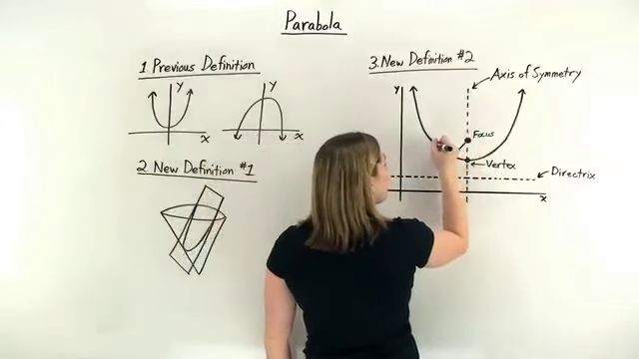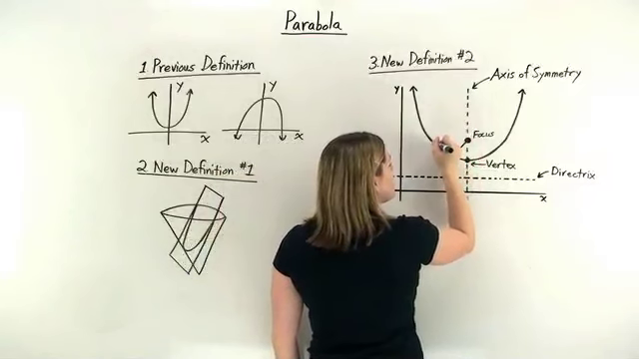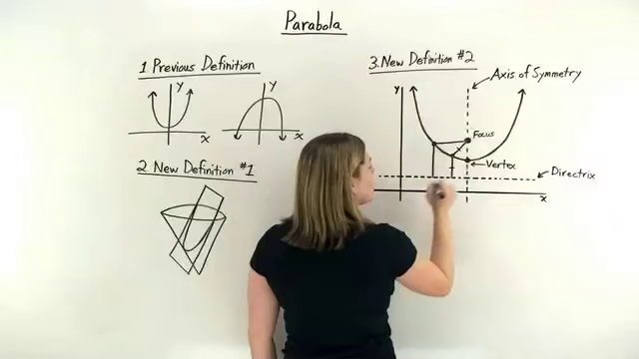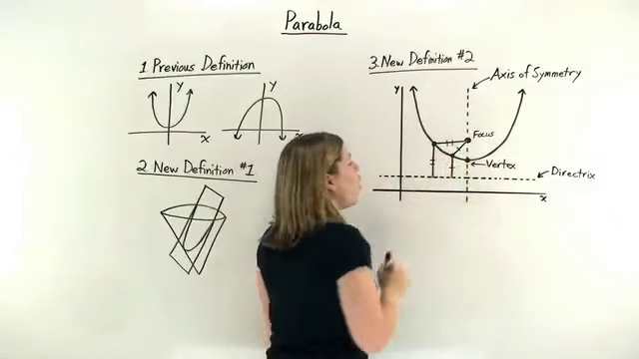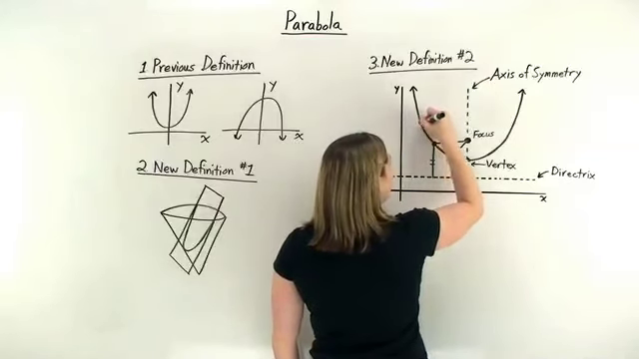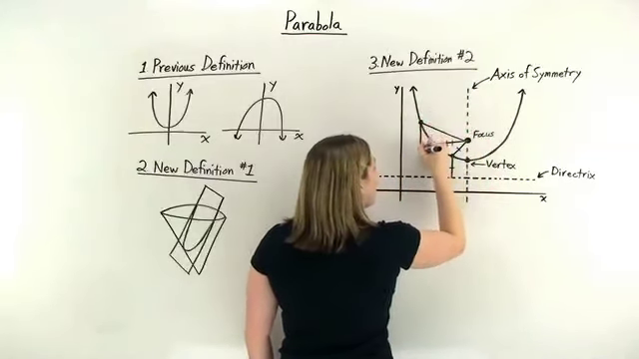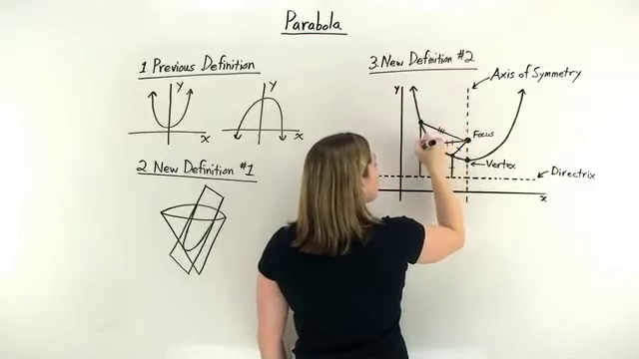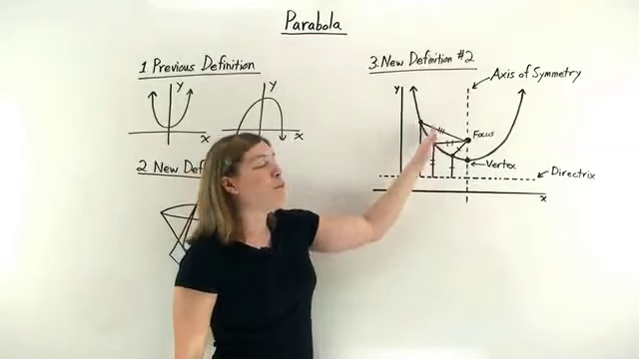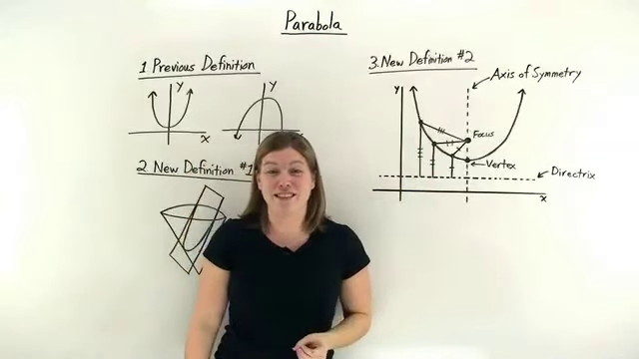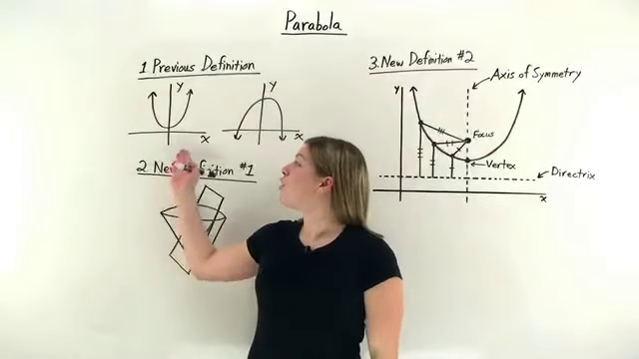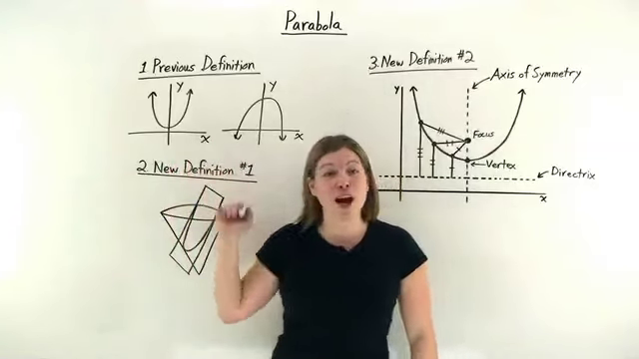So, if we pick another point on the parabola, and we measure the distance from that point to the focus, and then from that same point to the directrix, these two line segments have the same length. And we can keep doing this again and again for any point on the parabola. The distance from the point on the parabola to the focus and that same point on the parabola to the directrix will be the exact same. They'll be the same distance.